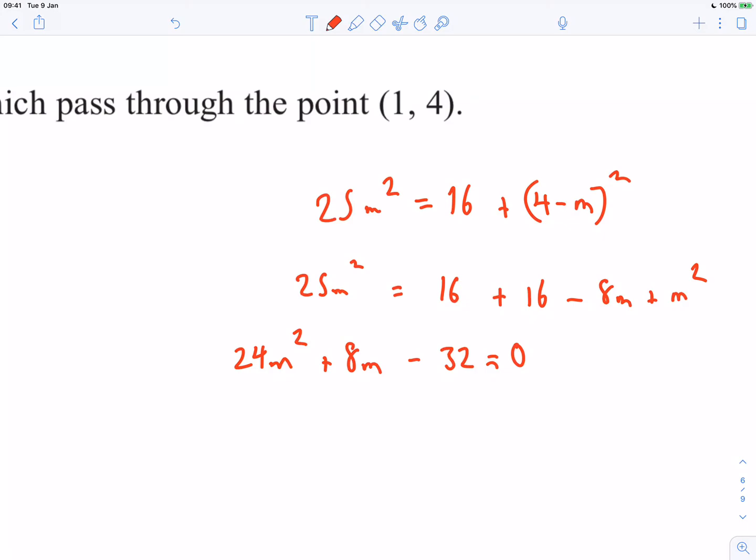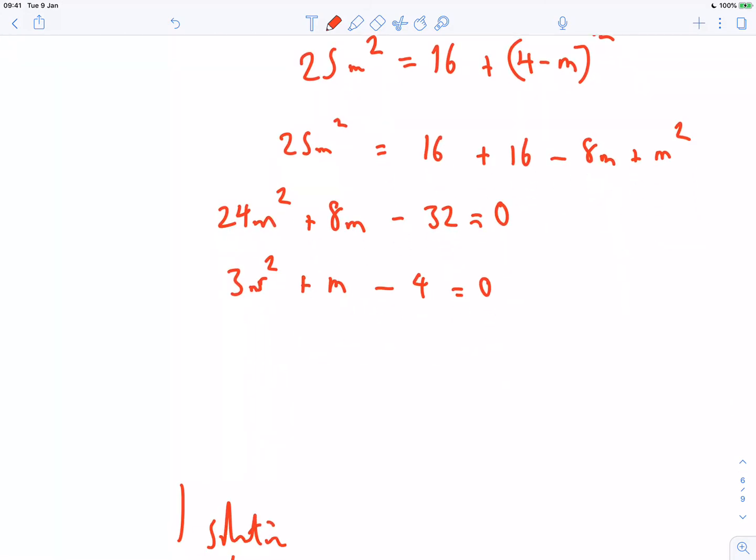I believe I can divide all of this by 8 to get 3m squared plus m minus 4 equals 0. So I'm actually going to get 3m, is this a thing? No, other way round. So that should have been a +4, that should be a -1. Yeah, that factorizes. So either m equals -4/3 or m equals 1.